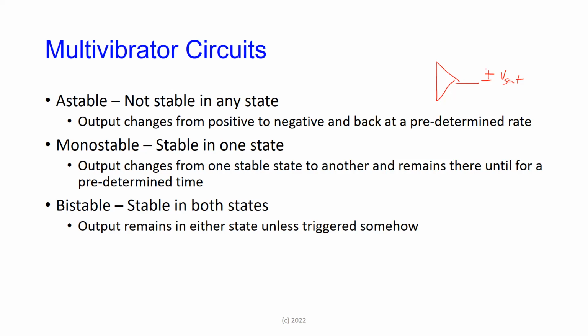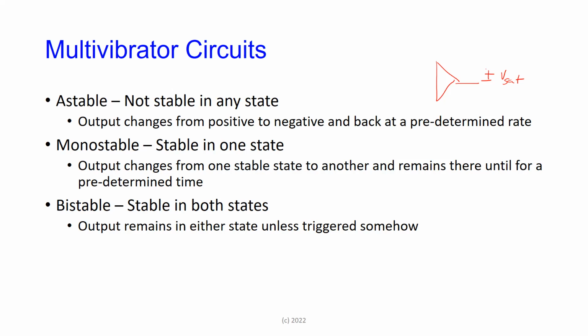We covered that for some op-amps, VSAT may be within 1 to 2 volts of the plus or minus VCC. And in some cases, there are operational amplifiers that get VSAT right up almost to plus or minus VCC. All right. So in the case of the astable, the output changes from positive to negative and back at a predetermined rate. So it's not going to stay in either VSAT or minus VSAT permanently. It goes from one, then to the other, then back, and so it keeps going on. In other words, it's going to give you a kind of square wave behavior.